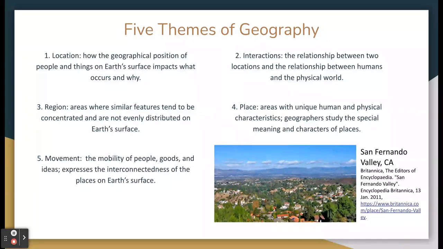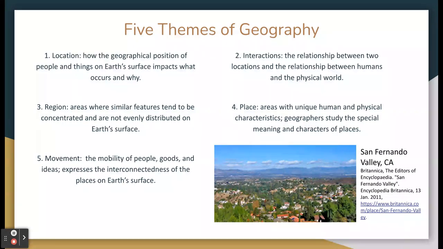A location is how the geographical position of people and things on Earth's surface impacts what happens and why. Interactions are the relationships between locations and the relationships between humans and the physical world. A region is an area where similar features tend to be concentrated, and regions are not evenly distributed on Earth's surface. A place is an area with unique human and physical characteristics.